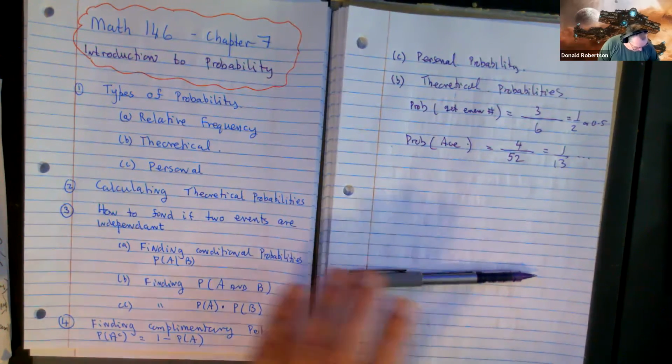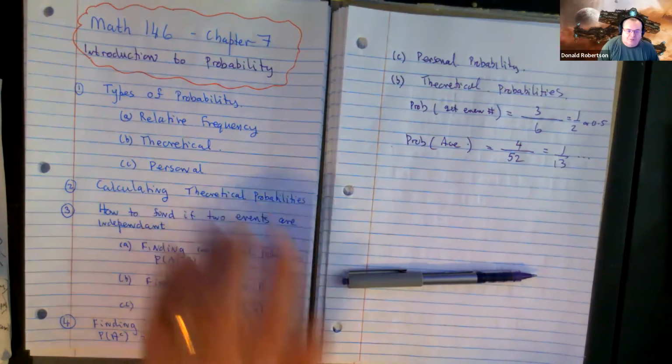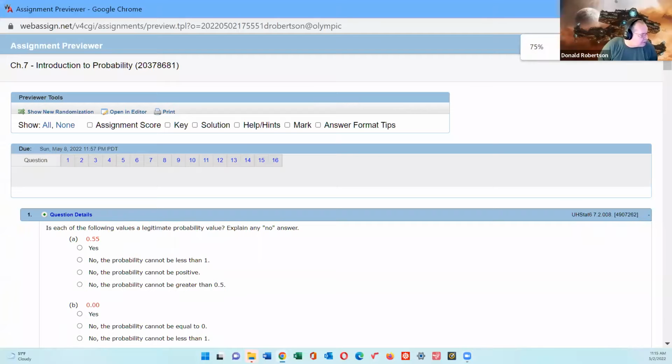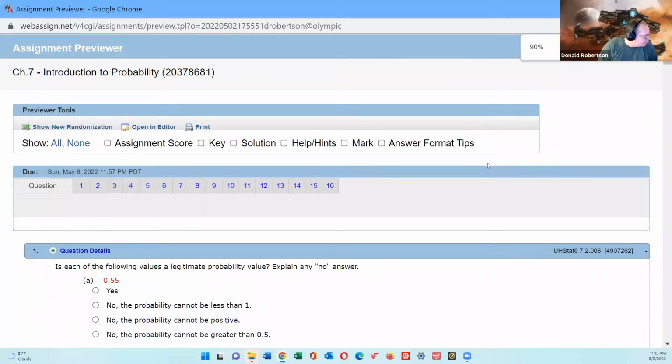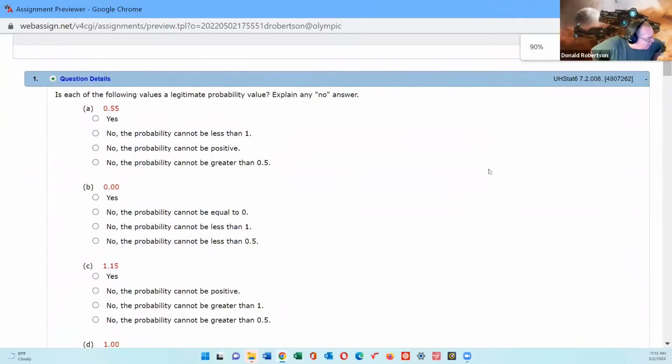Okay, I'm going to calculate some more probabilities in a moment, but I think it's time for me to show you some homework questions. I don't remember if I showed you any last time. So let's show you what they look like. Make this a little bit bigger. Okay, here are some examples of probabilities. Did I do any of these last time? I can't remember. Is 0.55 a legitimate value for a probability?